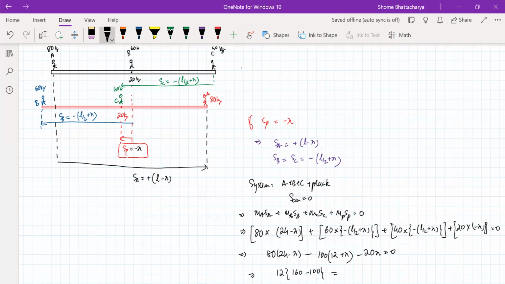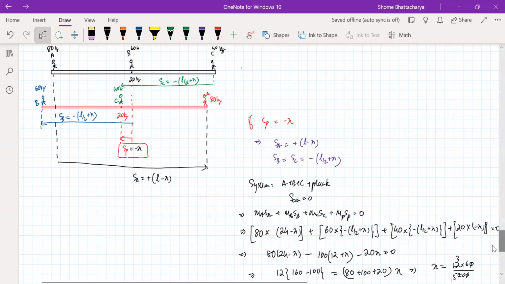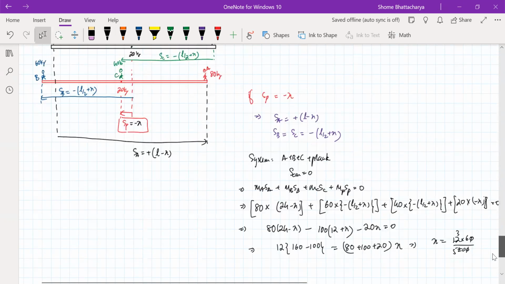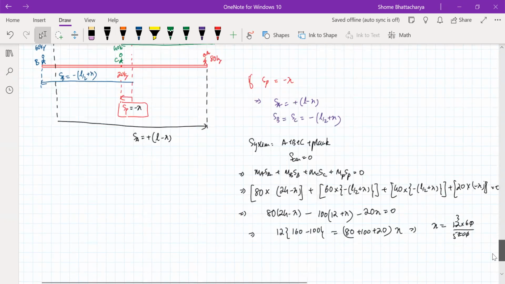And that is equal to, on the other side, we will get 80 plus 100 plus 20 X. So X is becoming 12 into 60 divided by 200. That should be my answer. So I'm getting 18 by 5, 3.6. Yeah, 3.6 meters. So I'll also verify this answer by another method.